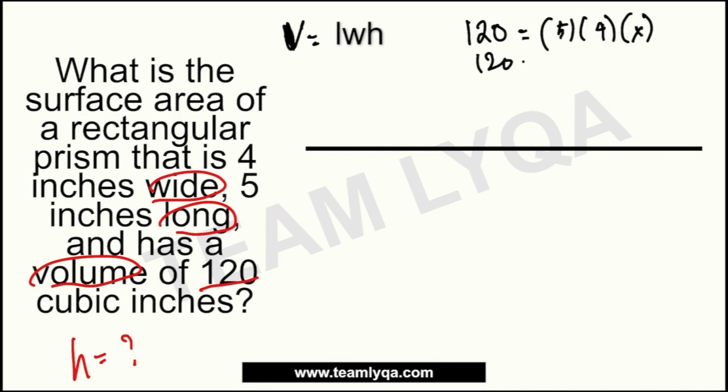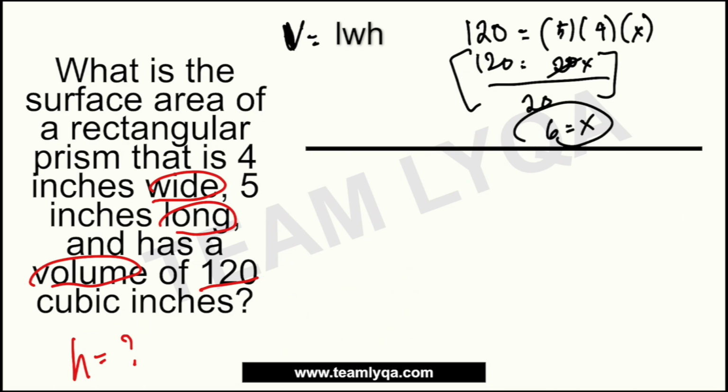So, 120, sasolve lang natin, is equal to 20x. Di-divide natin both sides by 20 para makancel yan. Okay? And then this will be 120 divided by 20, which is 6. So, 6 ang magiging x. Ibig sabihin, ang height natin ngayon is going to be 6 inches.